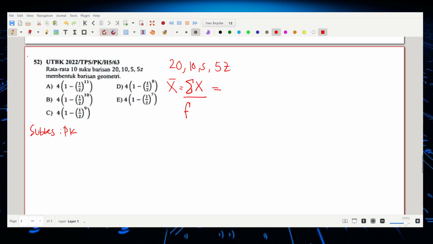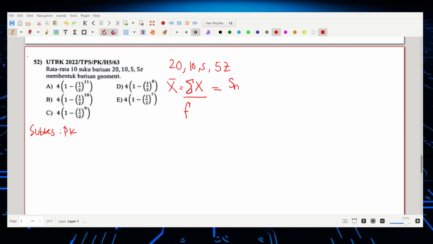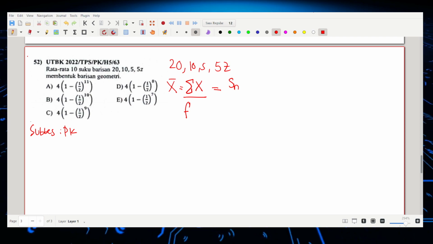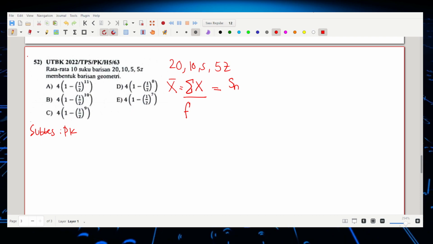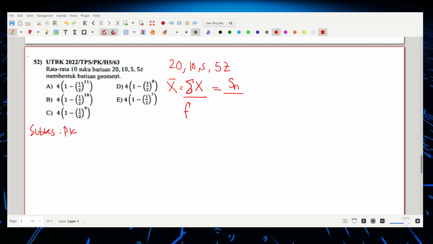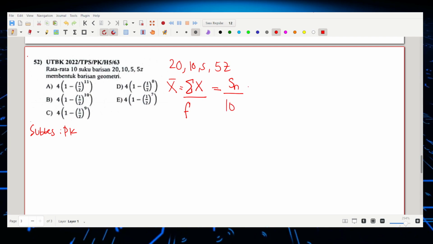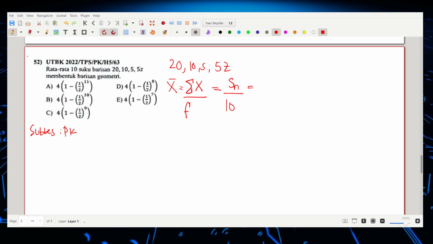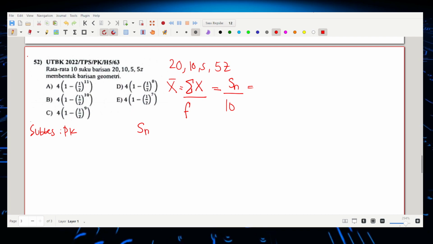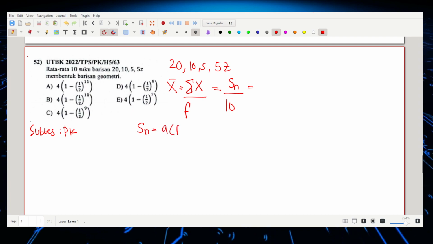Now the sum of x is basically Sn, right? The sum of x, the sum of the data, for this particular case, is the same as Sn, which is the sum of the geometric progression, divided by the total number of data. Now, Sn, of course, because this is a geometric progression, we know the formula for it. Sn is equal to A R.